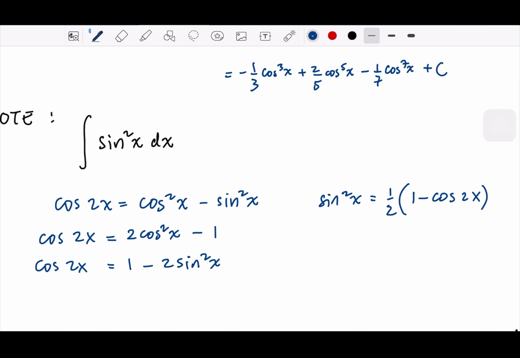Because the cosine 2x we can integrate directly. But when we have this, do not try to directly integrate it, right? So always change this squared into the double angle formula, because you will see a lot of this kind of integration, especially next semester.